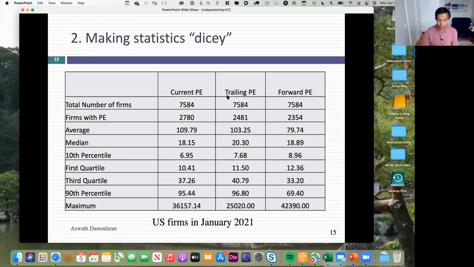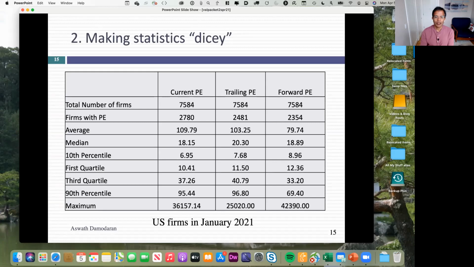The median PE is 18. So that's quite a difference. Average is 110. Remember, the median is the 50th percentile. You're saying, why is it so different? The answer is easy. The highest PE at the start of 2021 was a company with a PE ratio of 36,157. See, that must be one highly priced stock. It was actually trading at $8. The earnings per share dropped to a fraction of a cent.